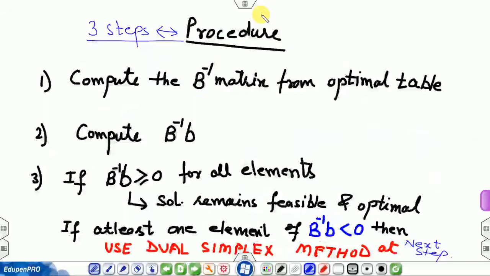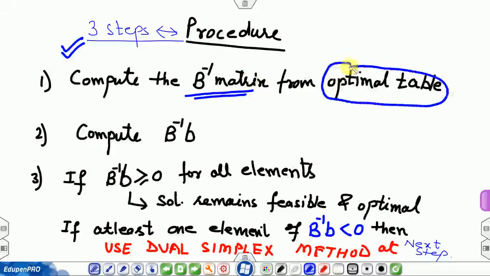So what is the way? I just summarize the procedure in 3 basic steps. If you follow these 3 steps, you are always able to solve this problem within a fraction of seconds. What is the first step? You just calculate the B inverse firstly. There is no need to calculate it once you know the optimal table of the simplex method. This is the optimal table of the simplex method. Then you can easily write the value of the B inverse. There is no problem about that.